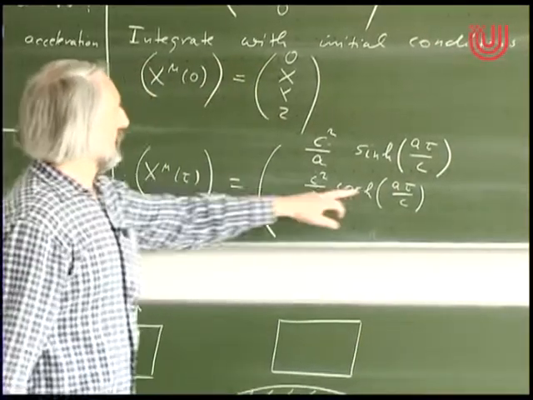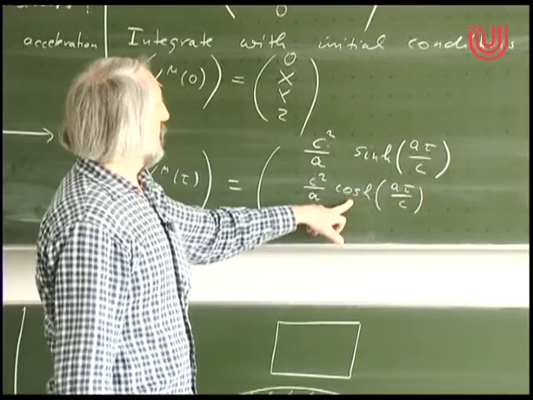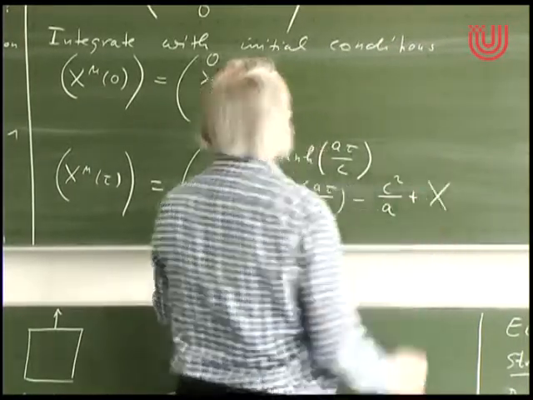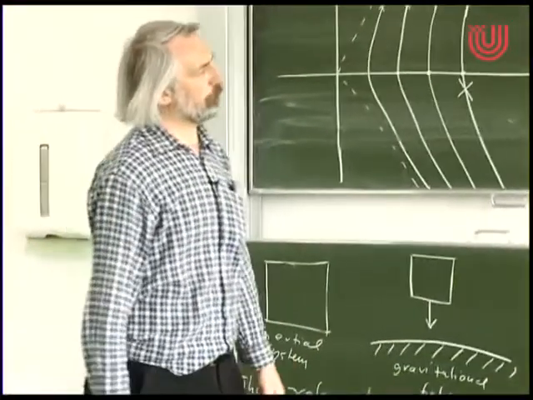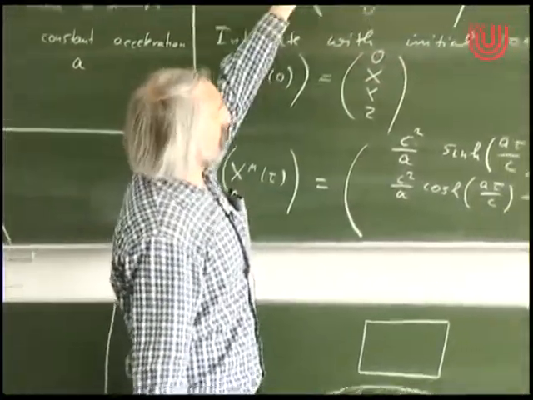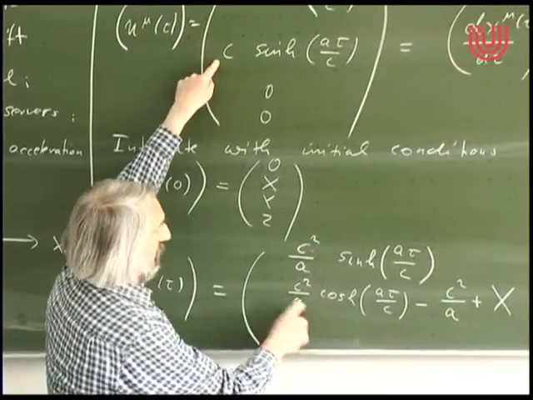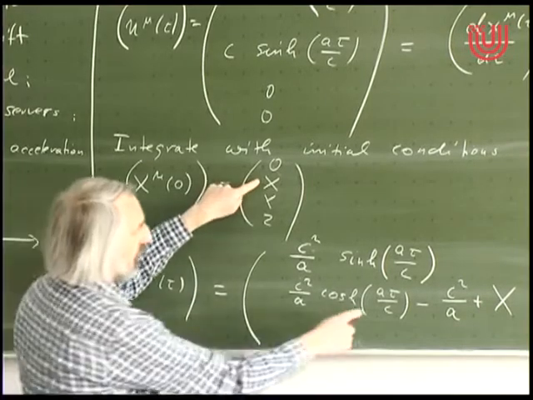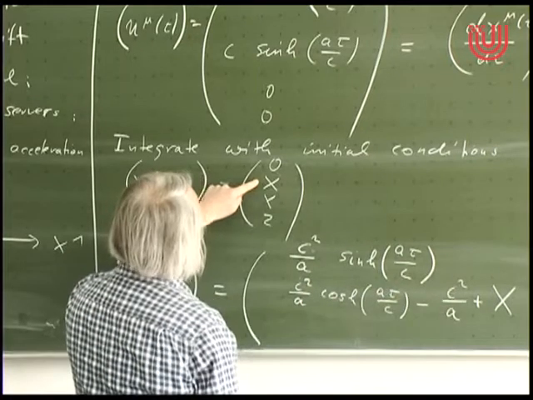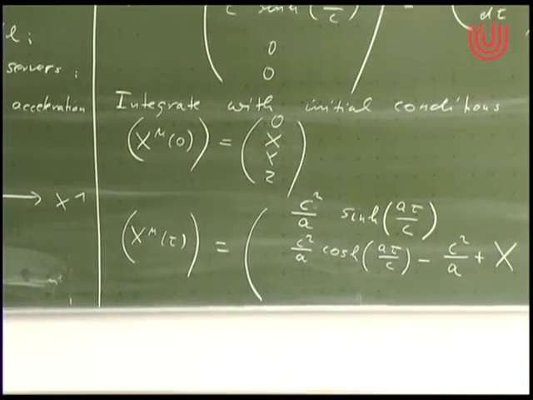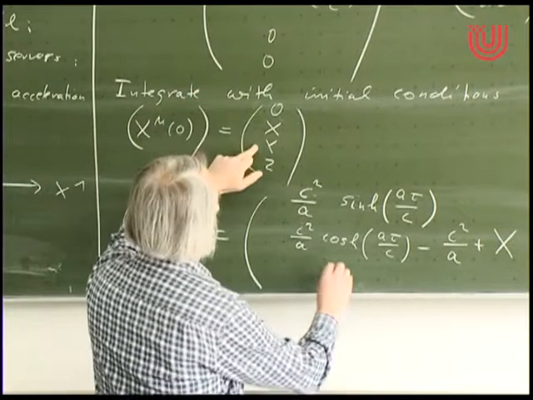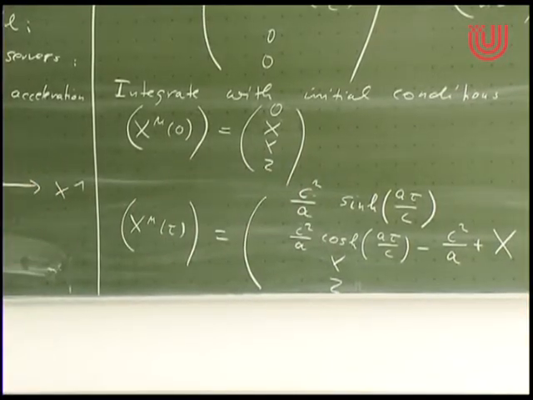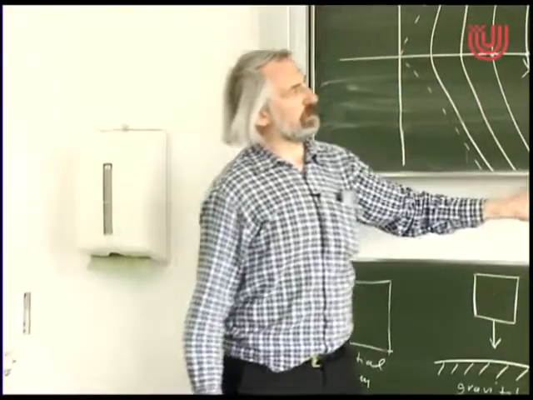Now I have to be careful. If tau equals 0, this would give a 1, so I have to subtract this 1 times c squared over a, and then add the X. Now the initial condition is correct. If I differentiate this, I get this here, a over c; the constant drops out when I differentiate. And if I set tau equal to 0, this cancels against this, and I'm left with X, which is what I want. Here I have a constant, and it must be the Y, and here a constant, which must be the Z. So that's it: these are the world lines parameterized by capital X, Y, Z.